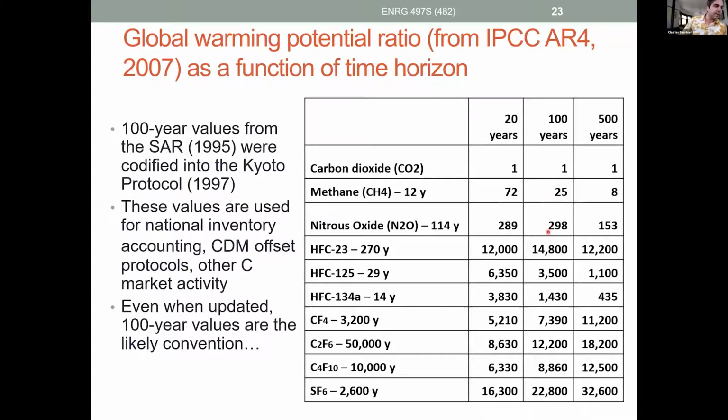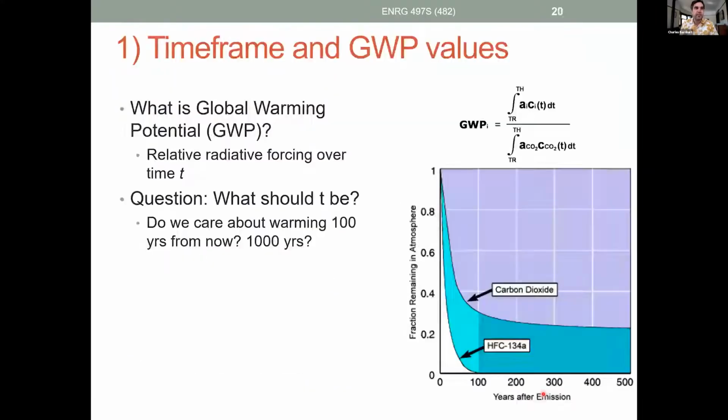Couple things to point out. Sulfur hexafluoride is one of the worst gases, and so it's 16,000 times more potent than CO2 in the 20-year, and even more so in the 100-year. How does it get more potent over time? That doesn't make any sense. Is it growing? What's happening? No. You think back to this equation, right? This is all in relation to the concentration of CO2 over time.